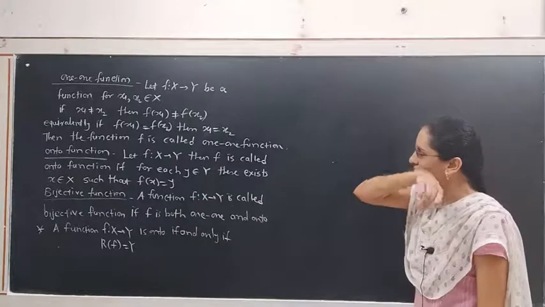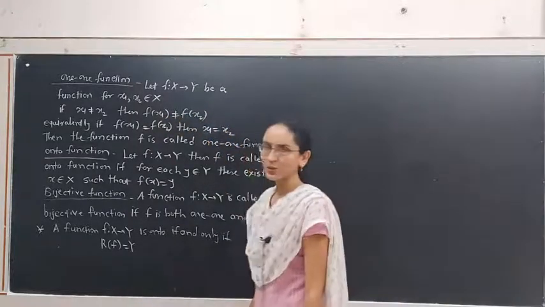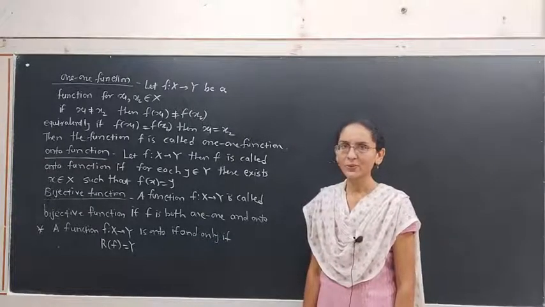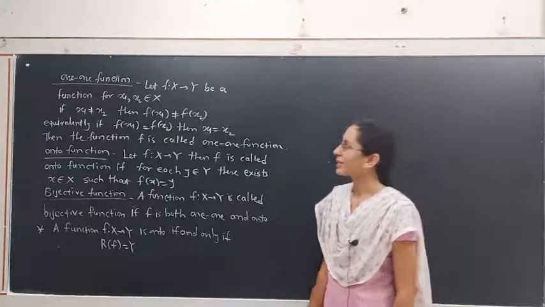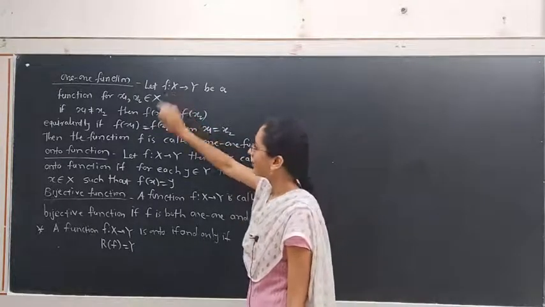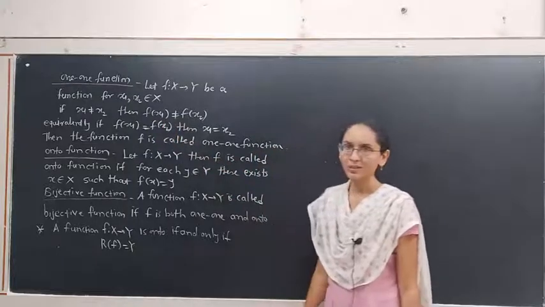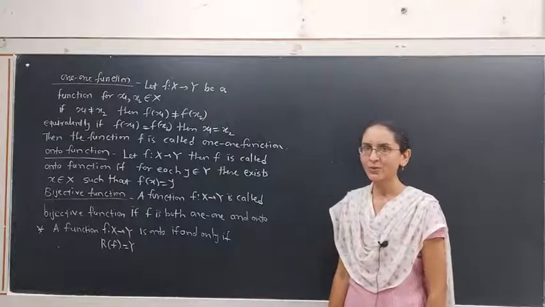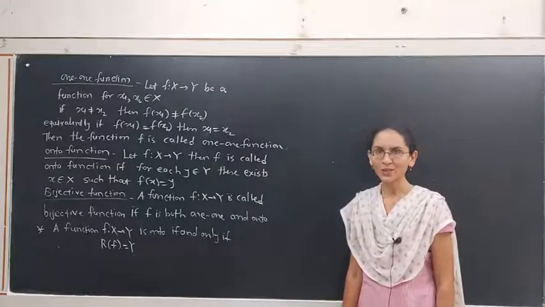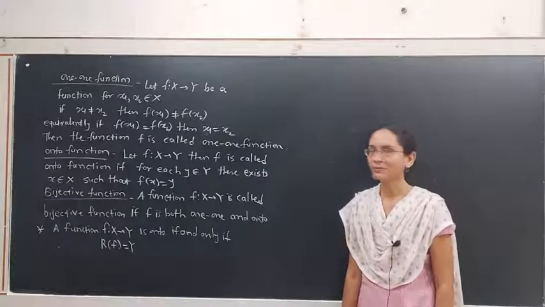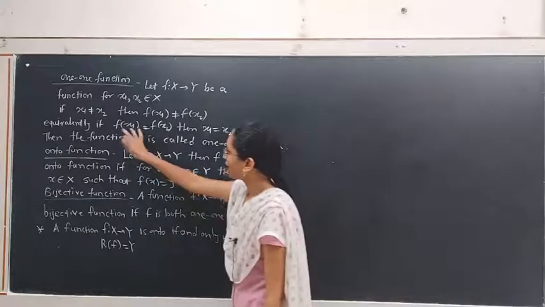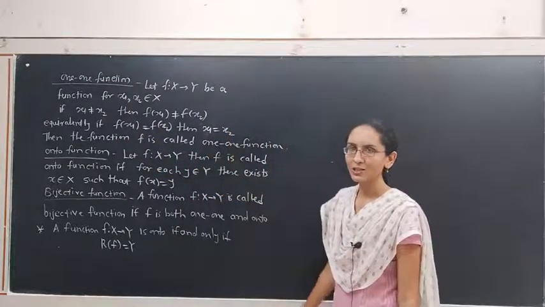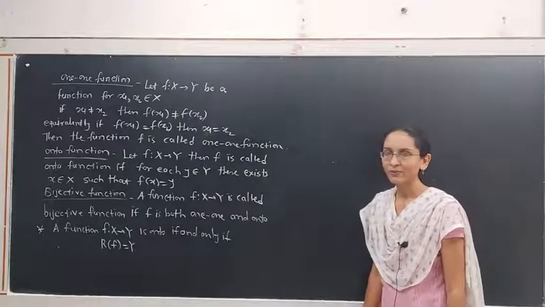See the definitions. f from X to Y be a function. For x1, x2 belongs to domain set, if we consider x1 not equal to x2, x1 and x2 are two distinct points of the set X, then we have images are also distinct. If x1 and x2 are distinct points of the domain set of f, then images of x1 and x2 belongs to codomain set, they are also not equal. In other way, we also say f of x1 is equal to f of x2, then we have x1 equal to x2. Then function is called as one-one function.